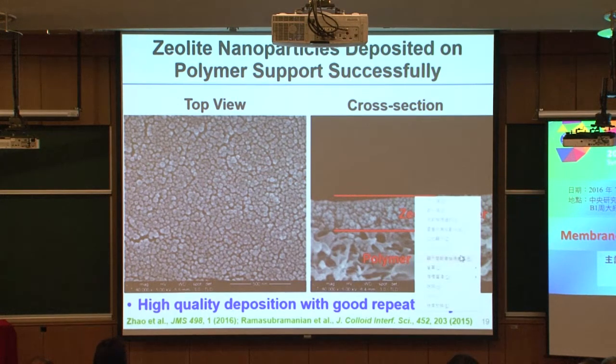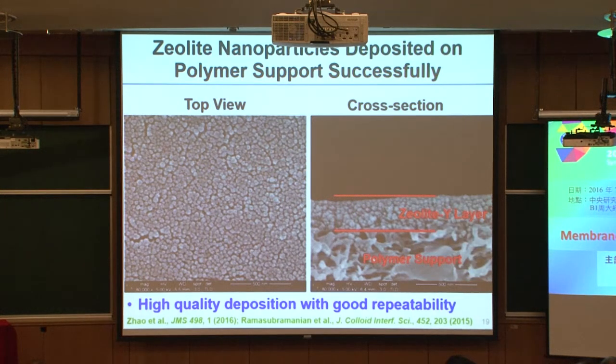Okay, so here is the top view, and here is the cross section, where the nanoparticle layer is over here. As I mentioned, each particle is about 40 nanometer, and the layer is about 200 some nanometer thick. Okay. And then underneath is the much more open polyether sulfone support.